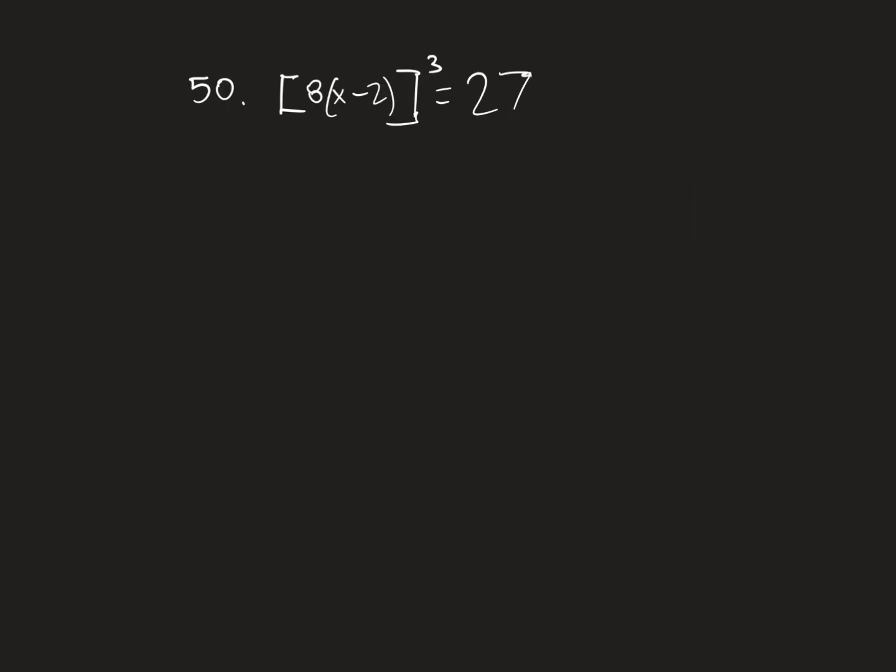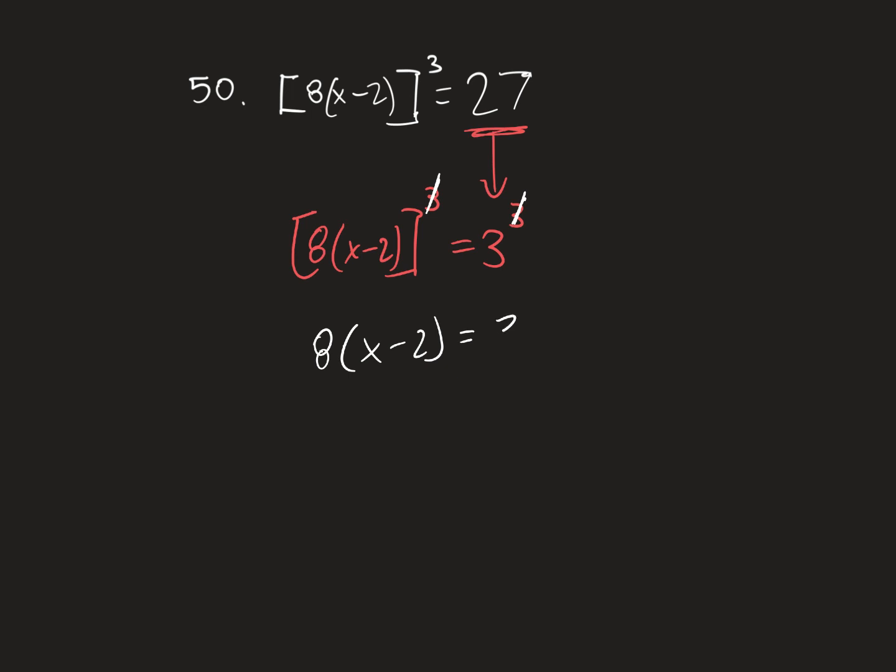Okay, and here is number 50. This one is another really interesting exponents example. However, instead of setting the bases equal, we're going to try and get these exponents to actually match each other. So 27, I'm hoping you've learned this one by now, is 3 cubed. And that gives me this statement, 8x minus 2 cubed equals 3 cubed. So now, once I have this, I can say, well, these cubes are going to cancel each other out. And I have 8 times x minus 2 is equal to 3.